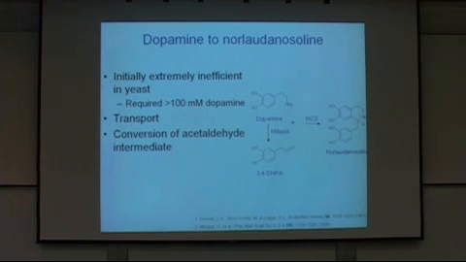Also, conversion of the acetaldehyde intermediate is a problem since this is very unstable in the yeast host, as it wants to go to tyrosol or 4-hydroxyphenylacetic acid, or in this case 3,4-. So for this, we were able to test a variety of single knockouts, and we found that we could increase conversion to norlaudanosoline up to 35-fold. And eventually, we want to test the combinatorial knockouts as well and hope that this effect will be additive.